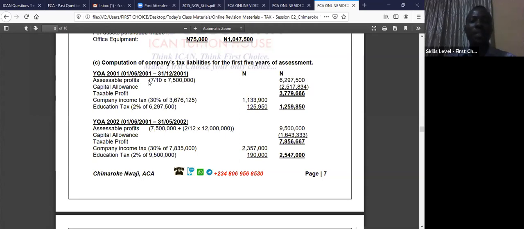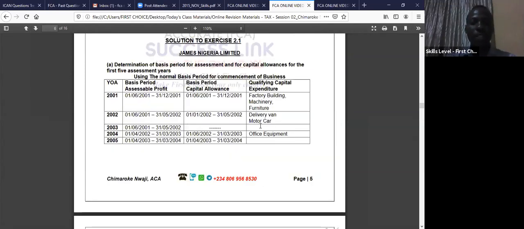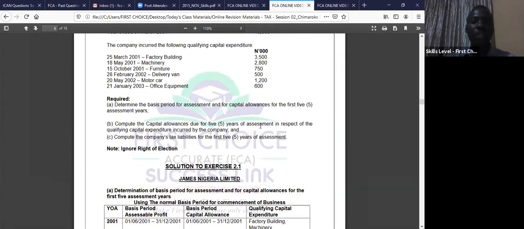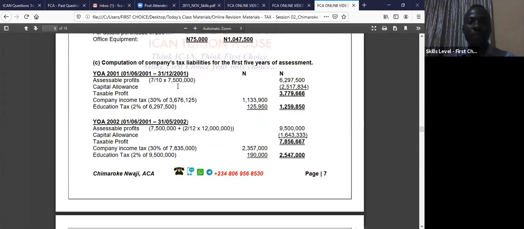So assessable profit from June 1 to December is a 7-month period. But what they gave us is a 10-month period assessable profit of 7.5. It means we are going to take just 7 months out of the 10 months. So that's what we did here. We took 7 months out of the 10 months given, multiplied by 7.5. That's what gave us this figure that we had here.